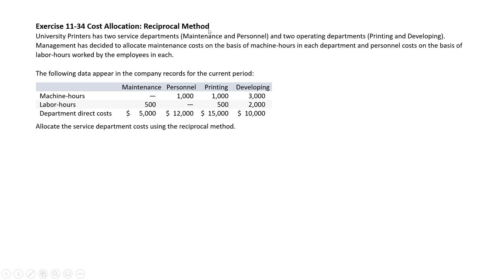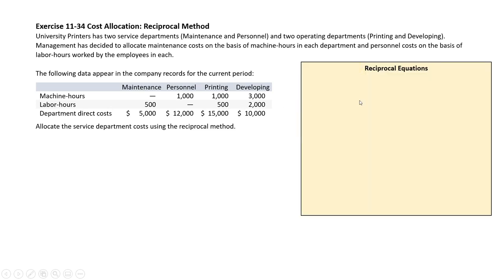But with our reciprocal method, we first acknowledge that a portion of the service department work is done for each other. So we want to acknowledge that before we move on to allocating the cost to printing and developing. I will also note that maintenance is allocated according to machine hours, and we list the amount of machine hours dedicated to those other departments. And personnel is allocated according to labor hours. And again, we acknowledge in our second row here the amount of personnel labor hours that were performed for the other departments.